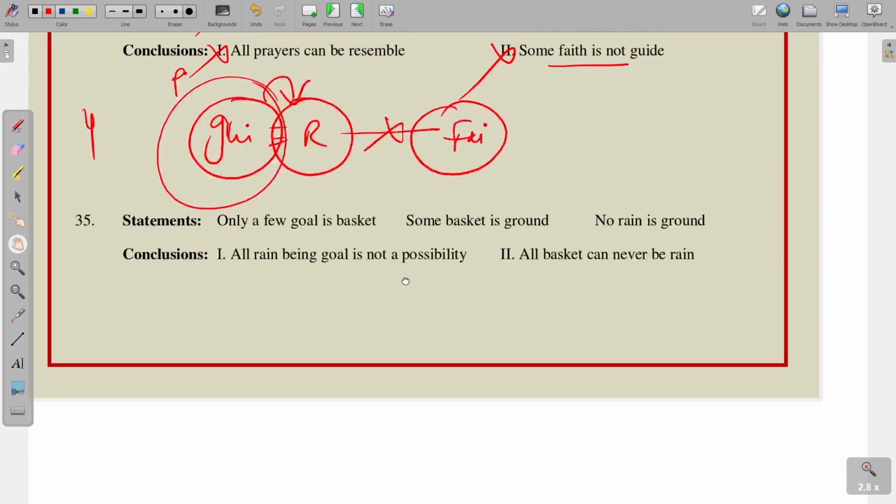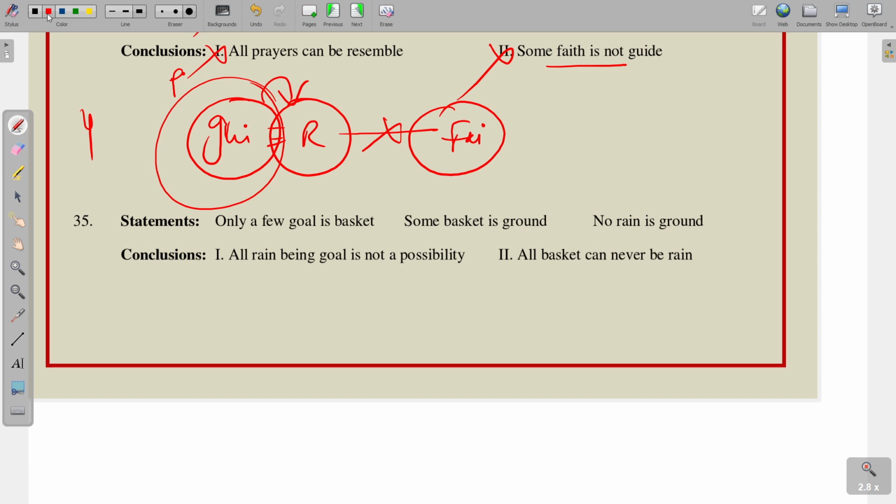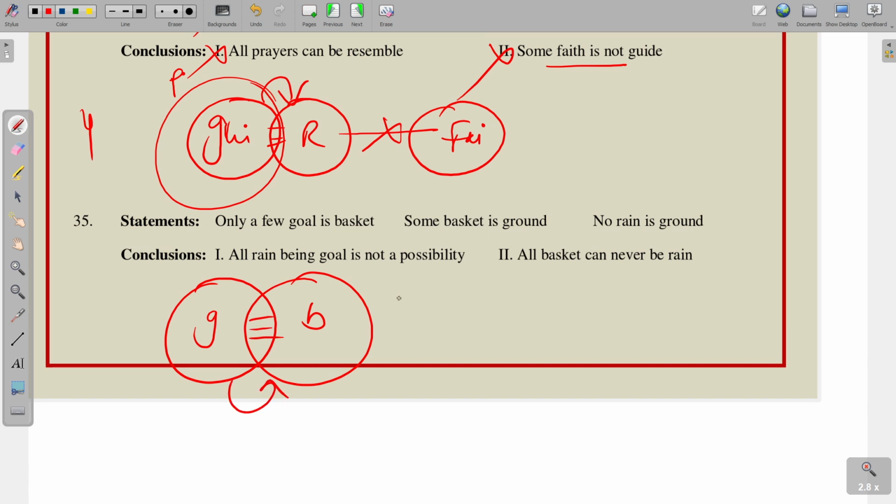Option 4. 35. Only a few gold is basket. Some basket is ground. It is gold. No rain is ground. So no rain is ground. All rain being gold is not a possibility. So rain here and gold here. Actually there is no definite relation between rain and gold. So first one does not follow.